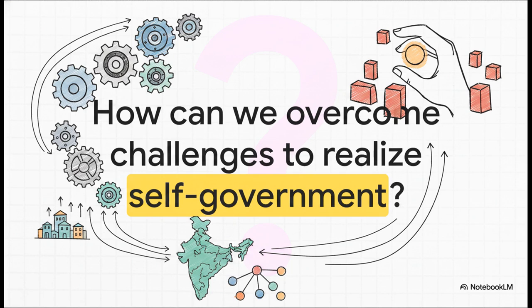So, I want to leave you with this final provocative thought. With millions of elected representatives ready to lead, how can we overcome these remaining hurdles to truly realize the ultimate ideal of self-government? The rules of federalism are always evolving, pushing us to ask how we can make power sharing even more effective in our very own communities.